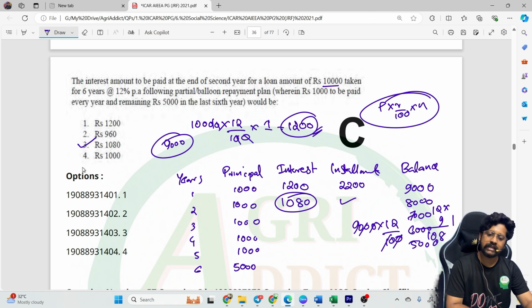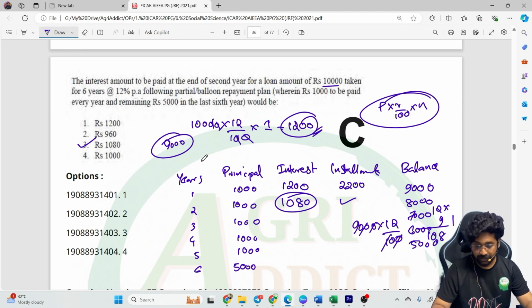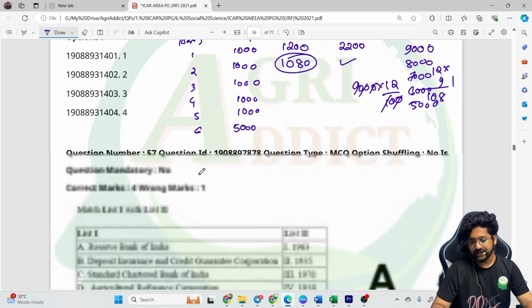The third option will be the correct answer, and actually the same problem has been given in the textbook of agricultural economics by Subba Reddy as an example for the partial or balloon repayment plan. So make sure that you have attempted all the examples of all the repayment plans. There is the partial balloon repayment plan, amortized increasing repayment plan, amortized even repayment plan, and the different types of depreciation calculation methods. Everything you have to study with examples, and you must know how to calculate the values from the values given in the exam question.